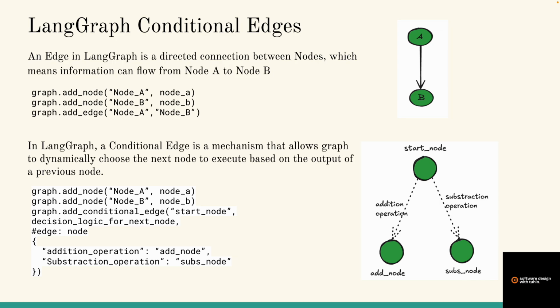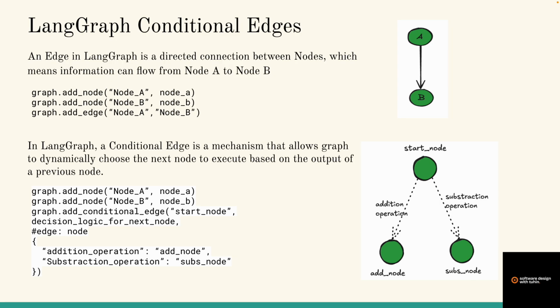So we have already learned about LangGraph edges. A LangGraph edge is a directed connection between two nodes, which means that information can flow from node A to node B. It is denoted as follows: first we need to add the nodes and give them a name. Say we have created a function for node A and node B, and we need to give them a name and add those nodes to the graph, and finally we need to create an edge between node A and node B. So this is how it looks. Now we have learned how an edge looks.